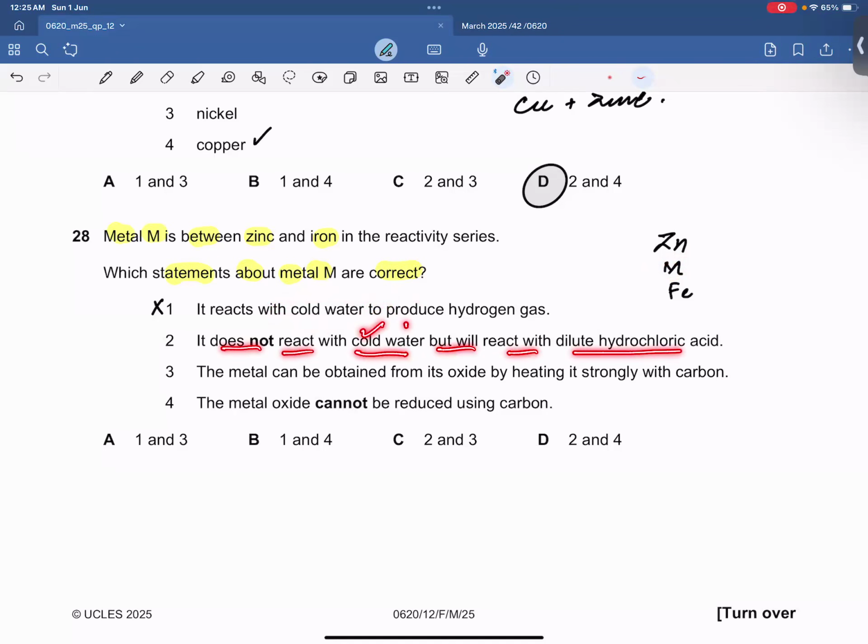But it will react with dilute hydrochloric acid. That's true. Since iron can react with hydrochloric acid and zinc can react with hydrochloric acid, metal M can also react with hydrochloric acid. The second statement is correct because metal M is more reactive than hydrogen, which means it can also react with acid. Next, the metal can be obtained from its oxide by heating it strongly with carbon. That's true.